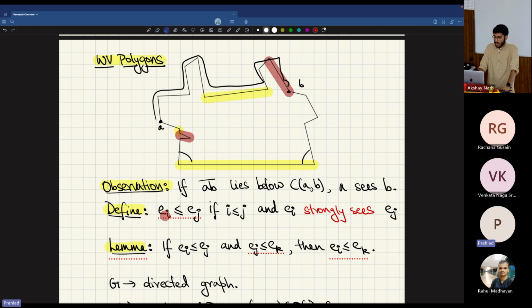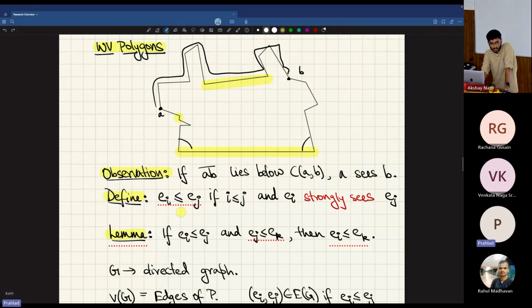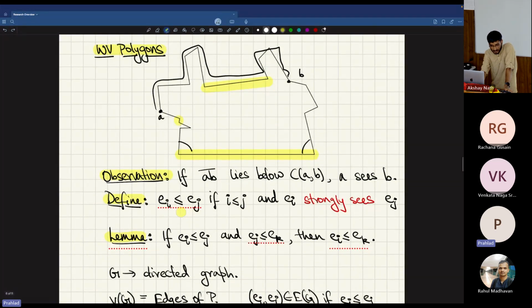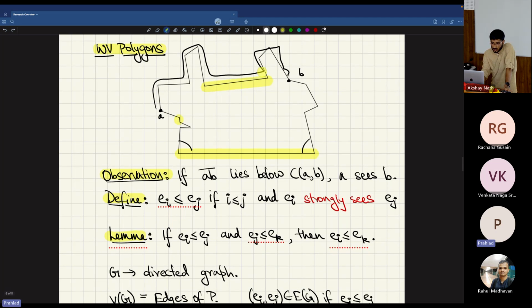Okay, so the relation is the following: Ei is related to Ej if i is less than j, and Ei strongly sees Ej. Let me remove the red ones so that we only have the yellow ones to worry about. The next lemma follows directly from this observation. It's essentially the transitive property, right? If Ei is less than Ej and Ej is less than Ek, then my claim is that Ei is less than Ek. What you expect happens is essentially all I'm saying.